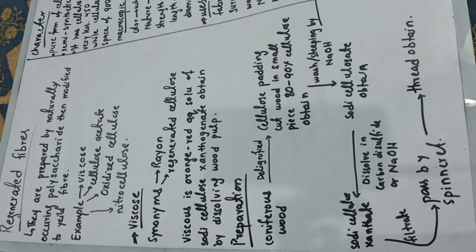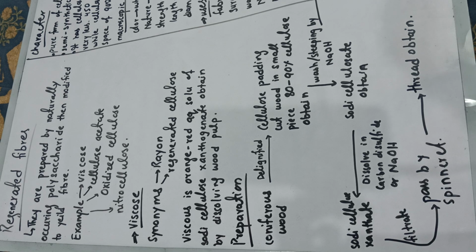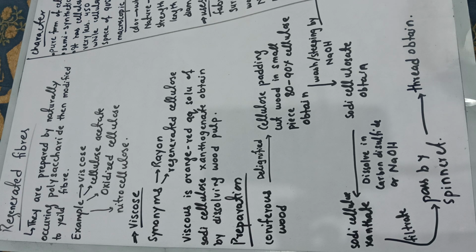So this is me Ali Wahid, and in this video we are going to start regenerated fibers. In the previous lecture we have discussed the natural fibers which are obtained from the vegetable source as well as from the animal source. The fibers obtained from the vegetable source are cotton, jute, flax and hemp, and the fibers obtained from the animal source are wool and silk.